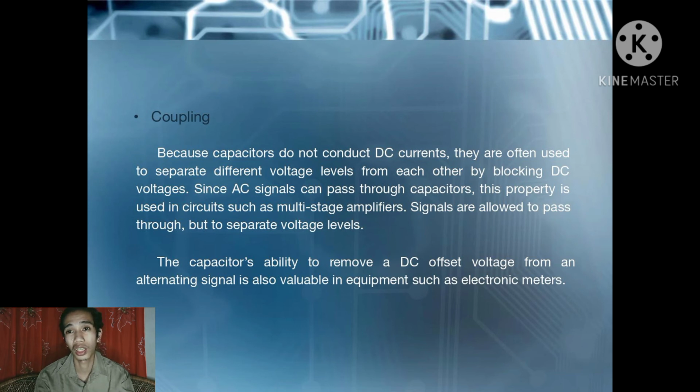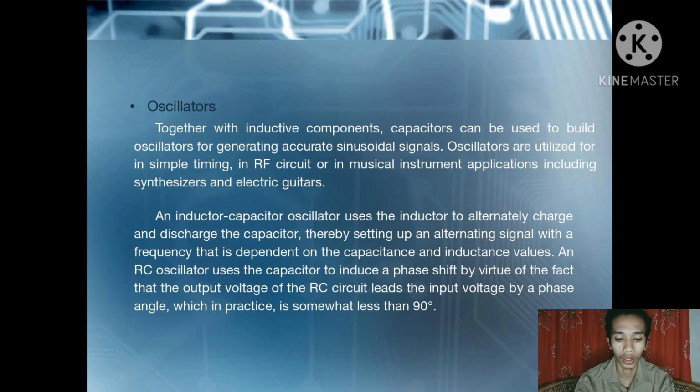So the usage of the capacitor coupling is the third one, and it's very useful also. So it states there that capacitors can be useful in so many ways, especially in the use of coupling to separate the unwanted signals and to remove DC offset voltage. So next one would be oscillators.